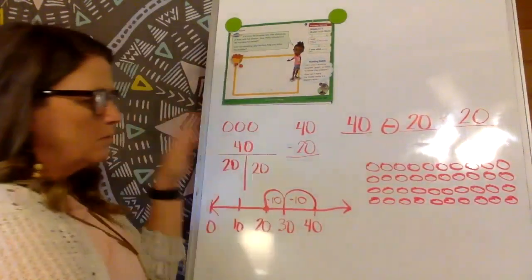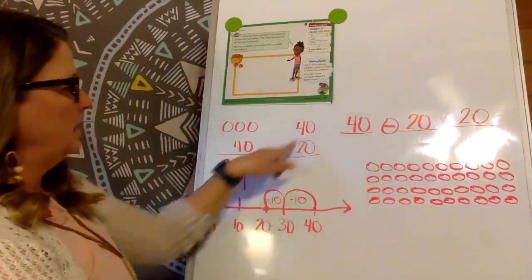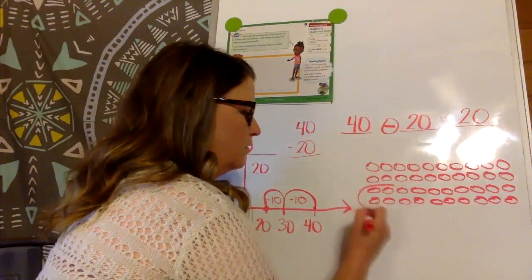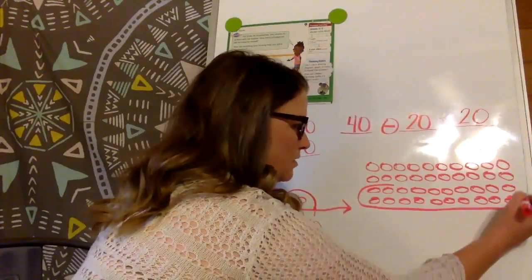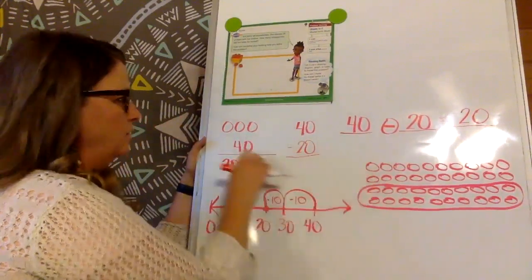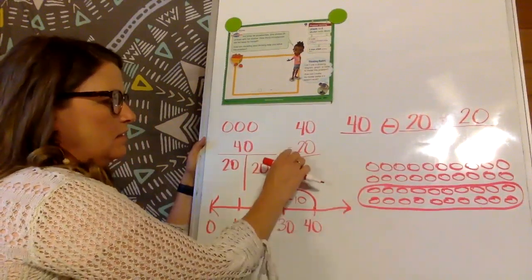Okay, so there's 10 in each row, so 10, 20, 30, 40. Okay, we know she gives 20 to her brother, so we're going to circle 2 rows of 10. Okay, and that leaves 2 rows of 10 left. So I could use a drawing to show that, or I could do this way here.